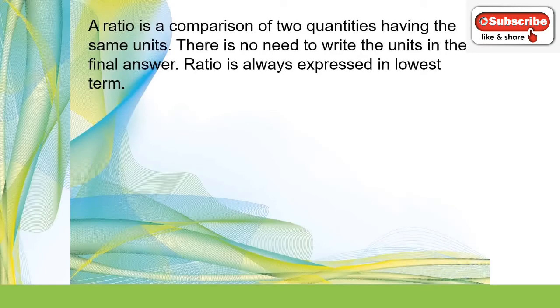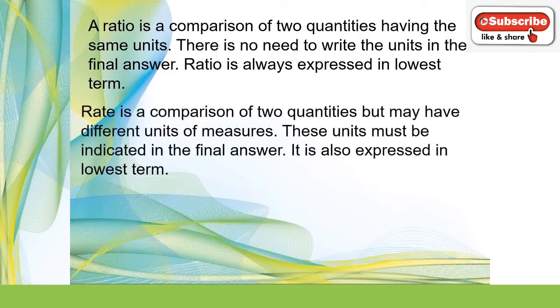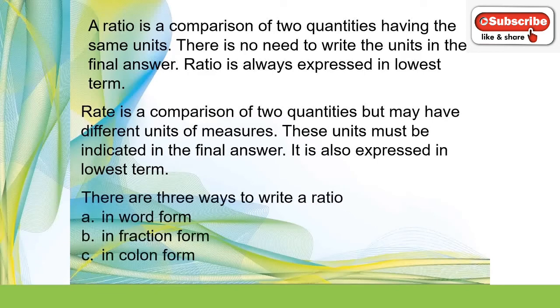A ratio is a comparison of 2 quantities having the same units. There is no need to write the units in the final answer. Ratio is always expressed in lowest term. Rate is a comparison of 2 quantities but may have different units of measure. These units must be indicated in the final answer. It is also expressed in lowest term. There are 3 ways to write a ratio: in word form, in fraction form, and in column form.